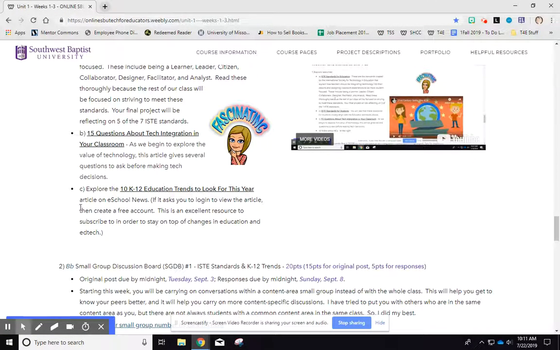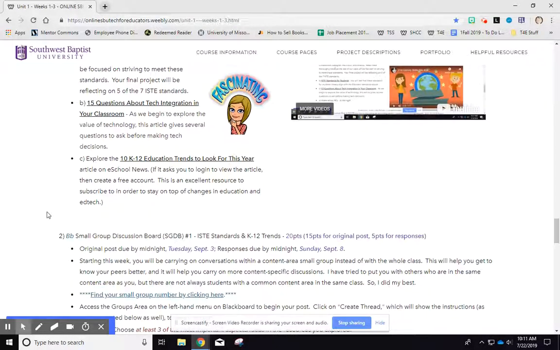And then the final thing that you're going to explore is this K12 education trends. These are things that you might think are far out or a little bit outside of the box, things like virtual reality, using Google Home or Alexa in the classroom. Those are assistive devices, Internet of Things. It's just kind of interesting to see where we're going.